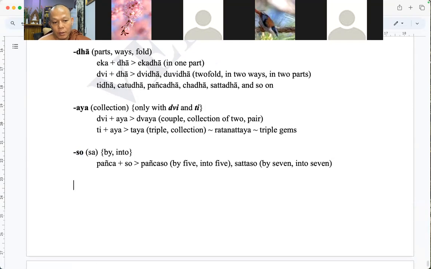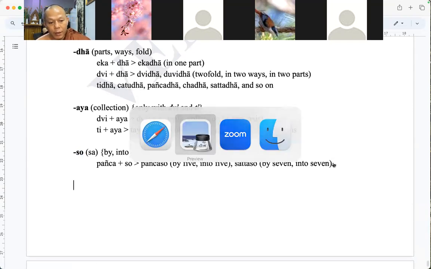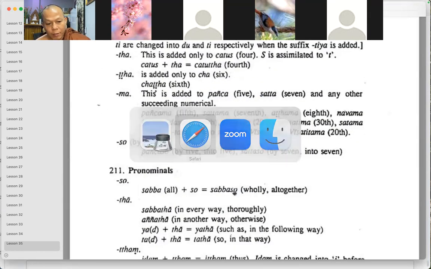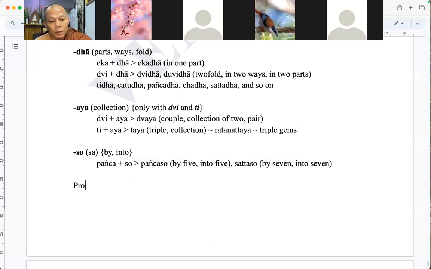So numeral derivative, and the next heading is so pronominal. So pronominal derivative, or pronoun. So pronominals. So that means adding the same suffix to the pronoun. So we have some adverbs. So pronominal adverb. Okay, next page.